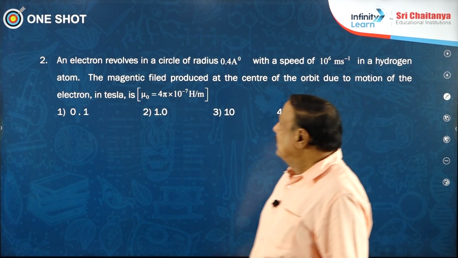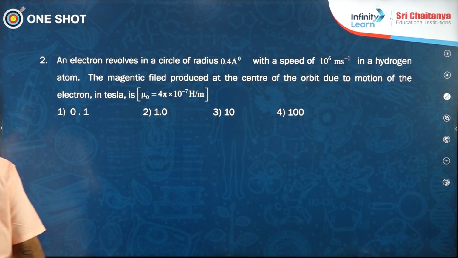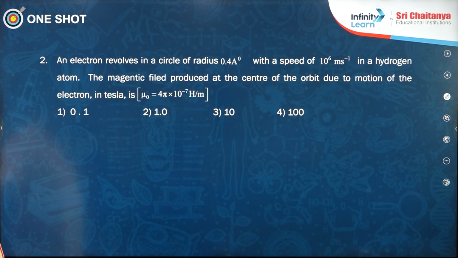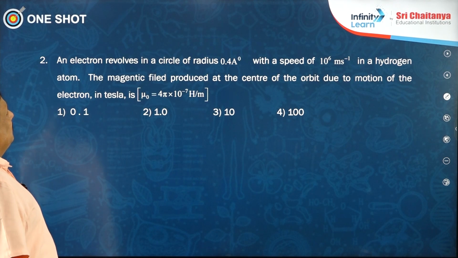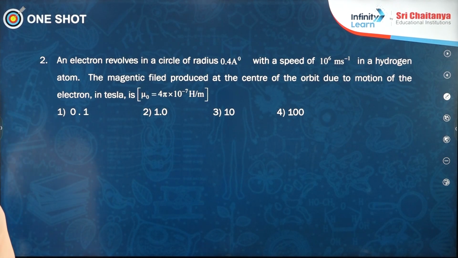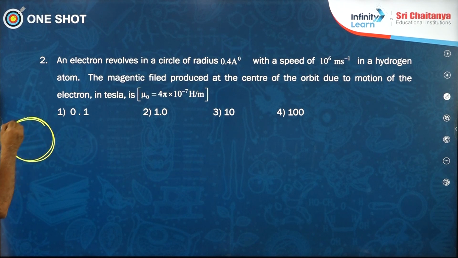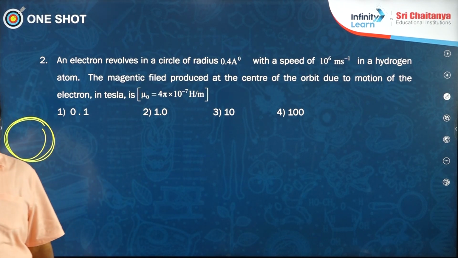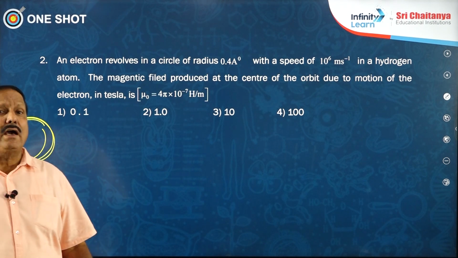Look here, an electron revolves in a circle of radius r with a speed v in the hydrogen atom, and a magnetic field is produced at the center. Now, an electron is moving in a circle, which means it is nothing but a current loop. Electron flow is nothing but current. Therefore, a current loop is there.